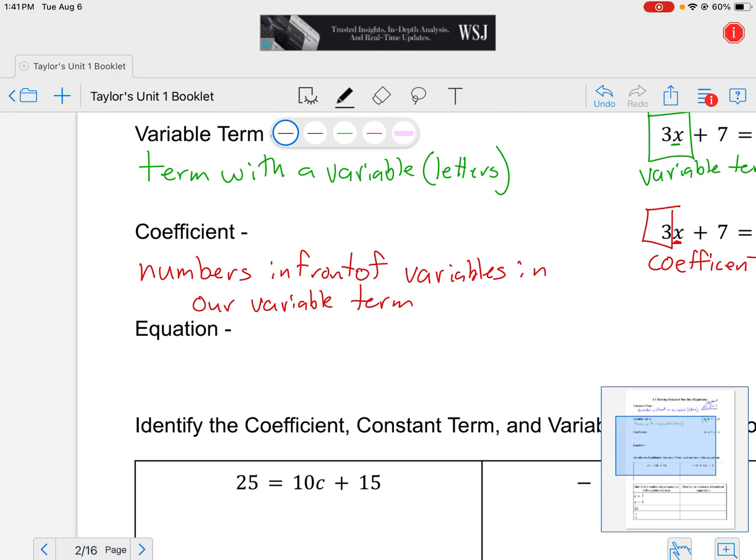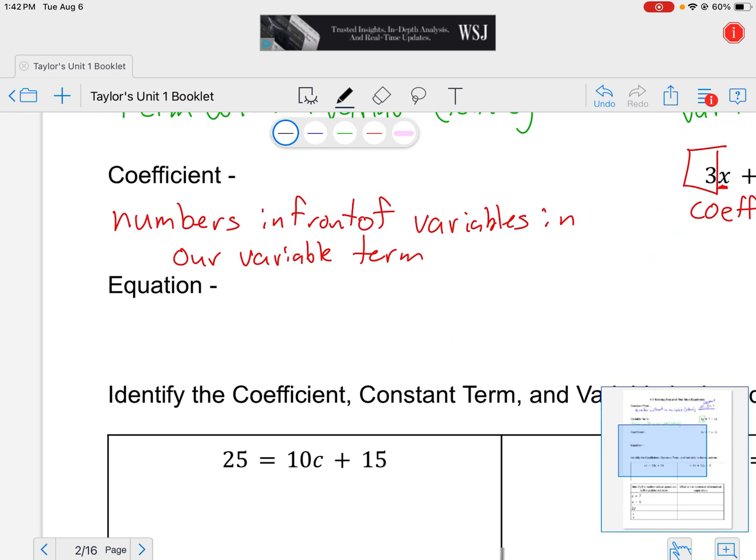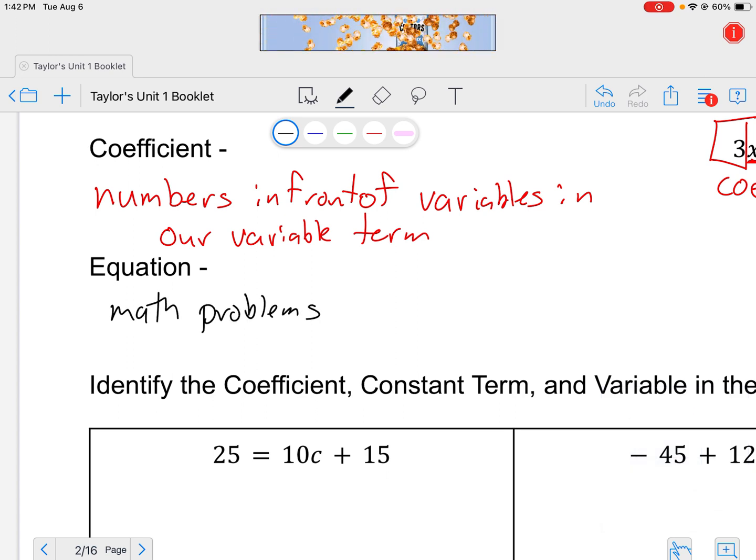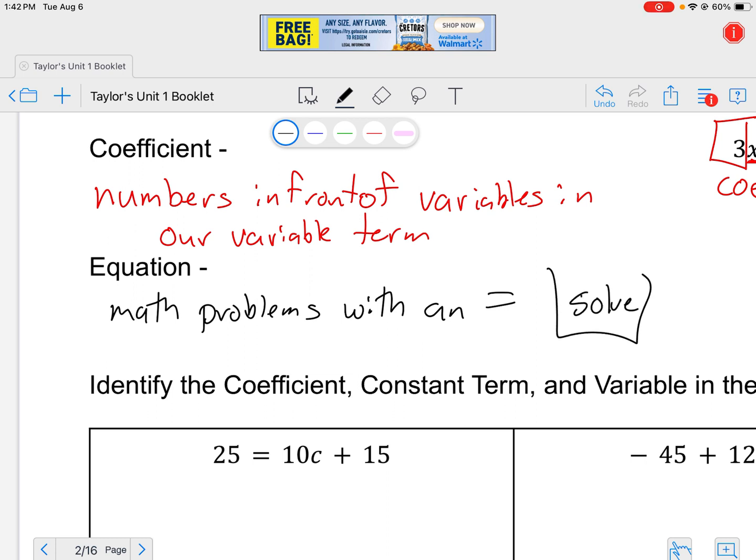And then one last little bit of vocab we need to go over is equations. Equations are math problems with an equal sign. And so we're looking for that equal sign. That tells us an equation. It also tells us that we can solve the problem. So equations we can solve.